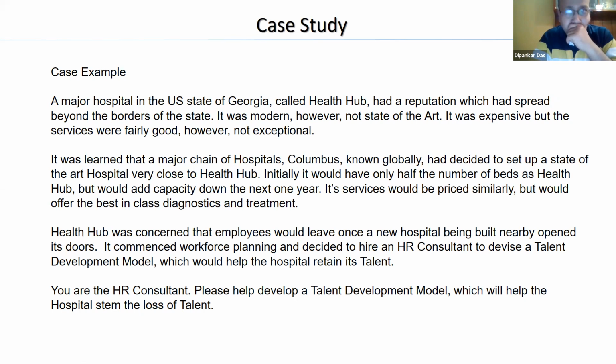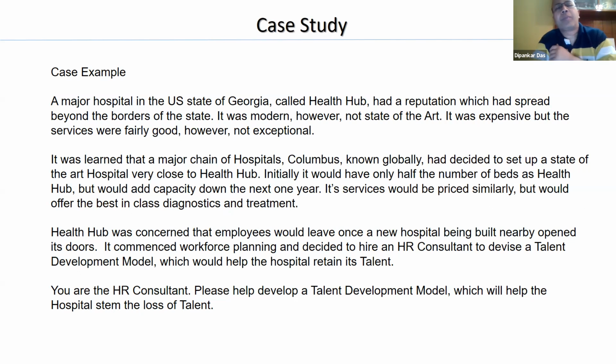Sir, I can read, sir. Okay, Abhay, go ahead. A major hospital in the US state of Georgia called Health Hub had a reputation which had spread beyond the borders of the state. It was modern, however, not state of the art. It was expensive, but the services were fairly good, however, not exceptional.